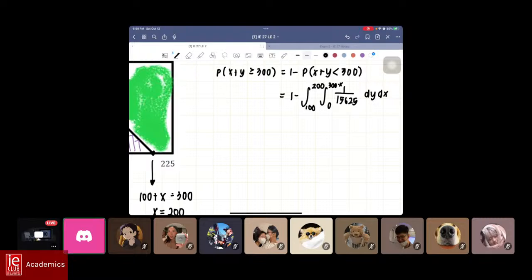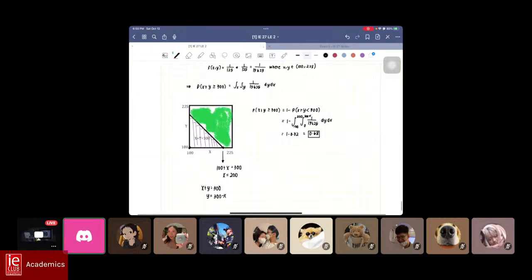And then if you plug this in your calculators, you should be able to get na the probability would be equal to, I think 1 minus 0.32. So it's equal to 0.68. Yeah, that's it. I think we did the whole samplex na rin.